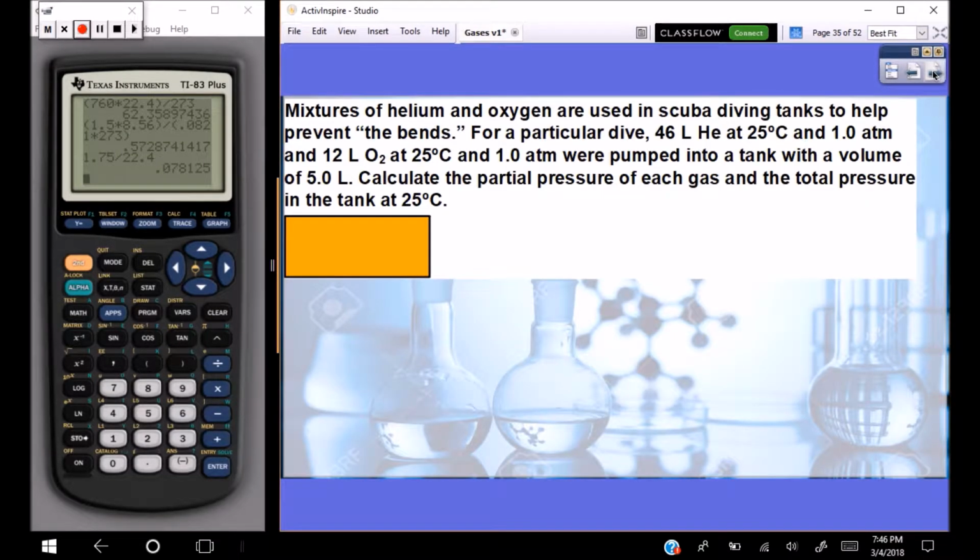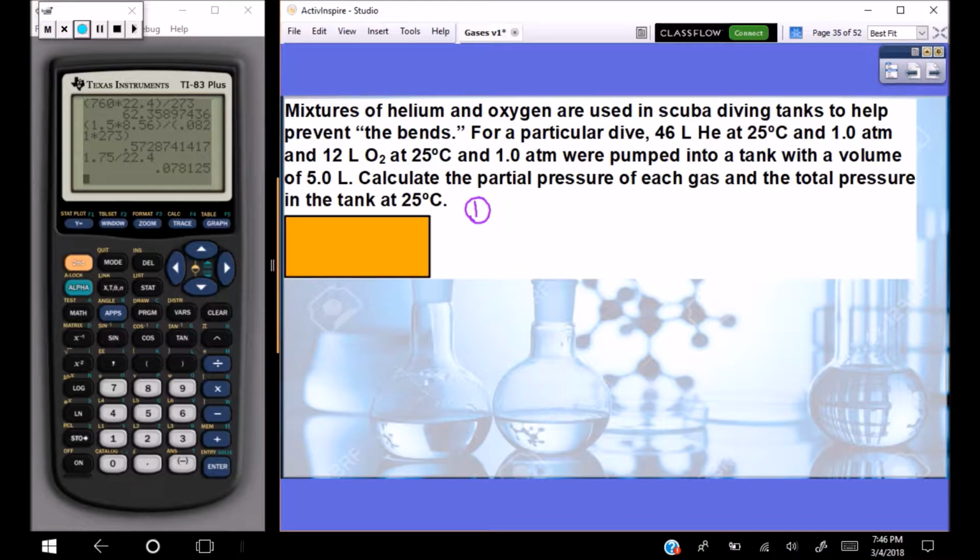So it says mixtures of helium and oxygen are used in scuba diving tanks to help prevent the bends. For a particular dive, 46 liters of helium at 25 degrees and 1 atmosphere and 12 liters of oxygen at the same temperature and pressure were pumped into a tank with a volume of 5 liters. They want to calculate the partial pressure of each gas and the total pressure in the tank. Okay, so in order to calculate the partial pressure of the gas, we first need to know how many moles of gas there are. So we can set this up.